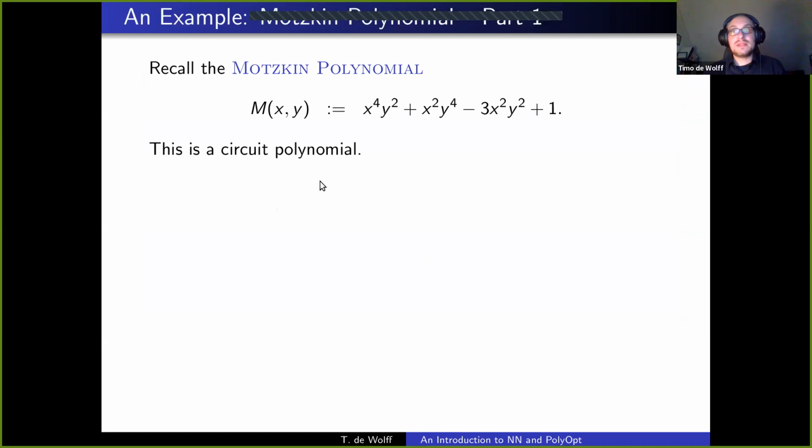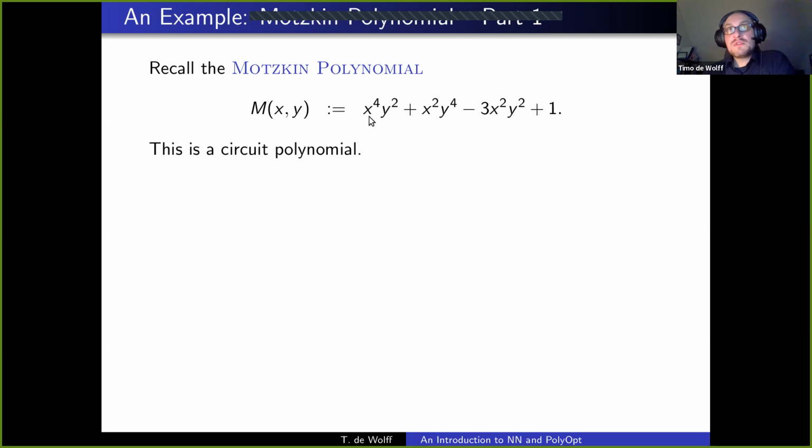Let's in fact look at the Motzkin polynomial. Let's prove together, maybe as a final point, that the Motzkin polynomial is a non-negative polynomial which is not a sum of squares. And let's use circuit polynomials and maximal mediated sets. Okay, this was the Motzkin polynomial, right? It was a polynomial in two variables of degree 6. Observe it is a circuit polynomial. Why is it a circuit polynomial?